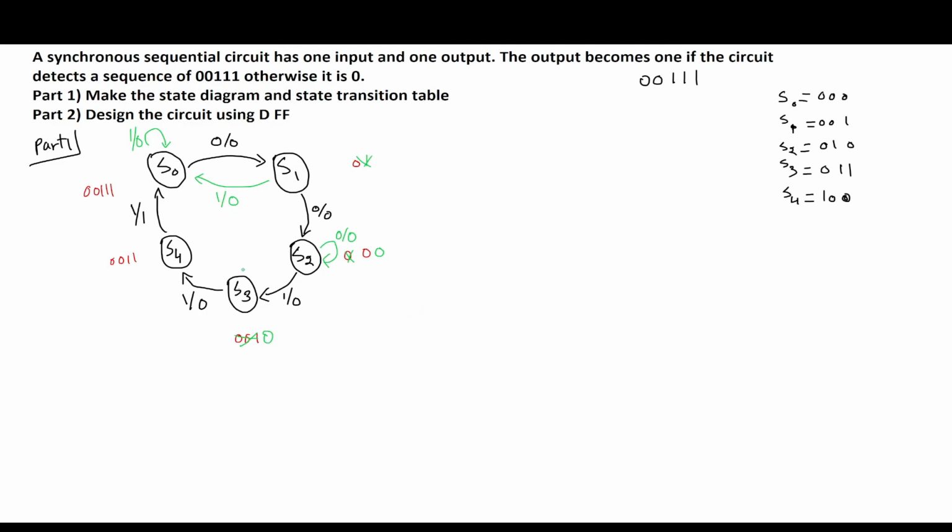So this is how I see it. So at S3, if we enter 0, we go back to S1. We entered 0, the output will be 0. I hope this is clear.